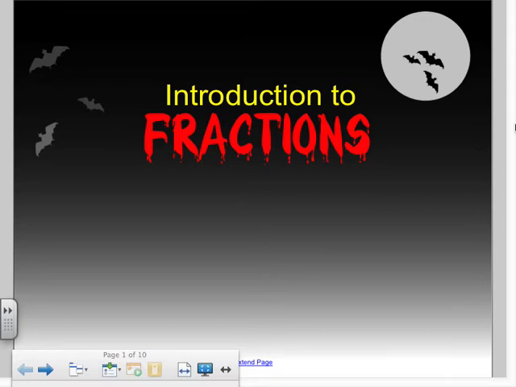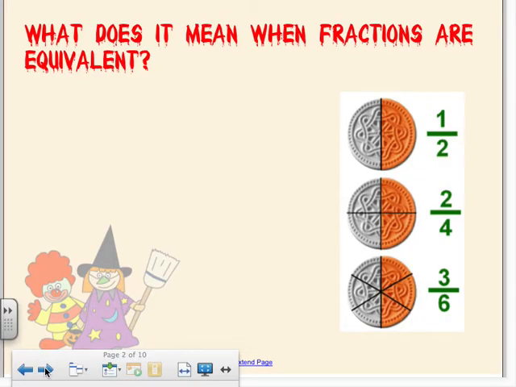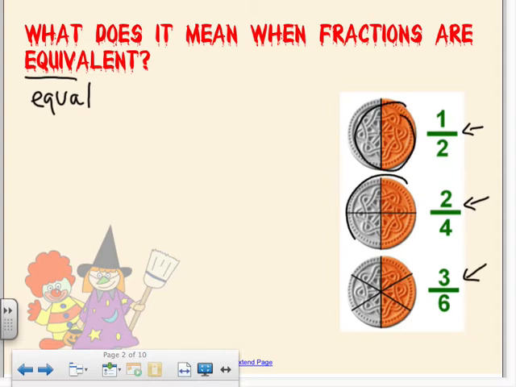All right, this is an introduction to fractions. So starting out with what does equivalent fractions mean? Equivalent, this beginning part looks a lot like the word equal. So it means the fractions are equal to each other. You see our example over on the right, the half, 2/4, and 3/6. You see the picture, all of them are really the same fraction, just written in different terms.